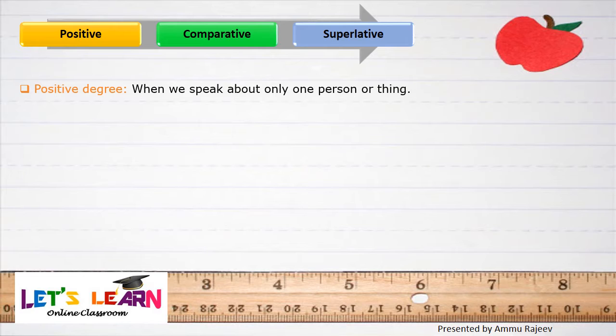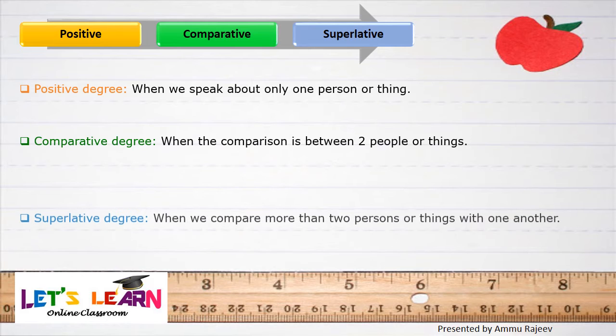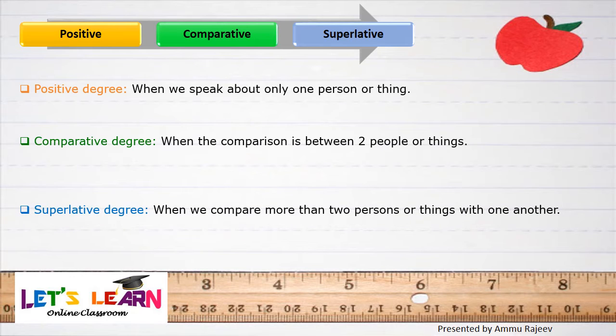When we speak about only one person or thing, we use the positive degree. Comparative degree is used when the comparison is between two people or two things. The superlative degree is used when we compare more than two persons or things with one another.